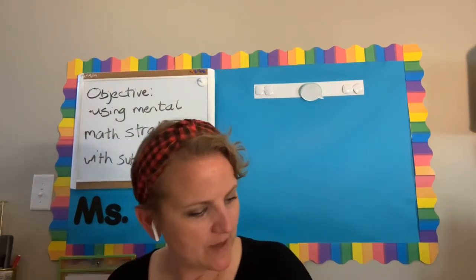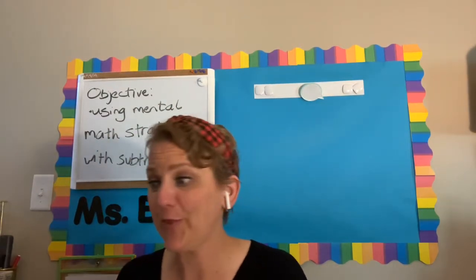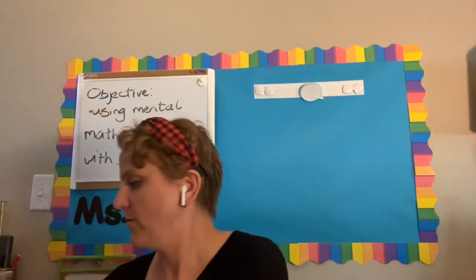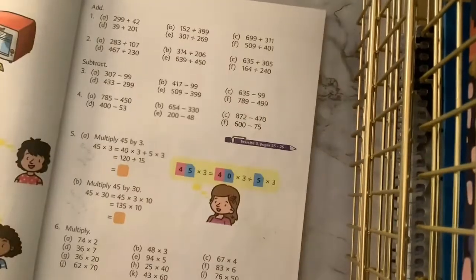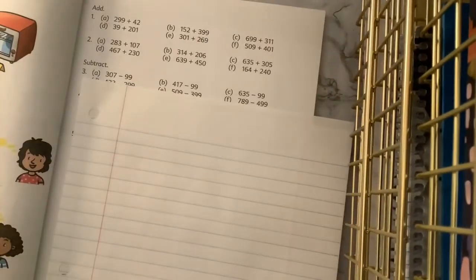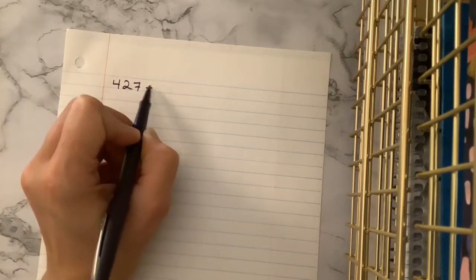So we're going to open up our textbooks to page 35. And I hope that you'll work along with me as we work through a couple of these problems on page 35. What we want to think about as we are doing some subtraction using mental math strategies, it'll be kind of like what we were doing yesterday, but we have to think about it a little bit differently. So let's say we're doing 427 minus 99.